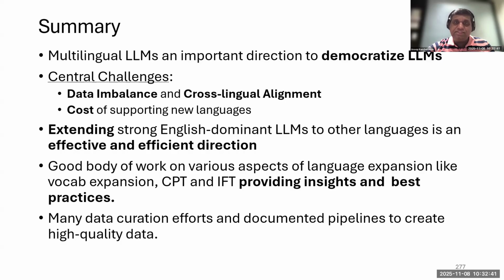The central challenges that we face are in terms of data imbalance and how do we do better cross-lingual alignment. There is the issue of cost of supporting new languages also. As far as cost is concerned, what we discussed today was that extending strong English-dominant LLMs to other languages is an effective and efficient direction. As we have seen throughout the tutorial, there is a good body of work covering various aspects of language expansion, like vocab expansion, CPT, IFT, etc., which provide a lot of insight and best practices.